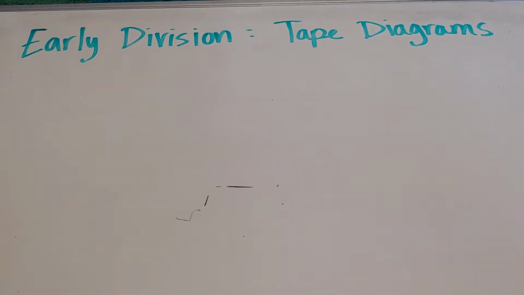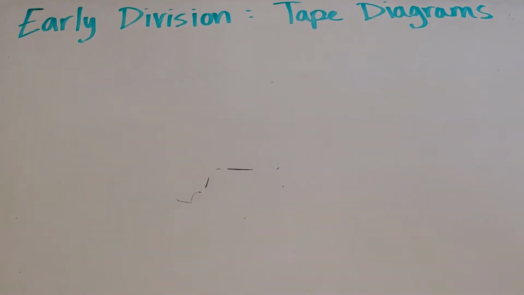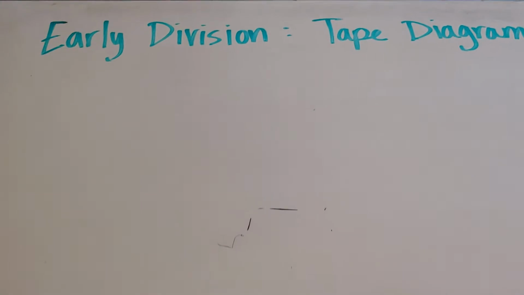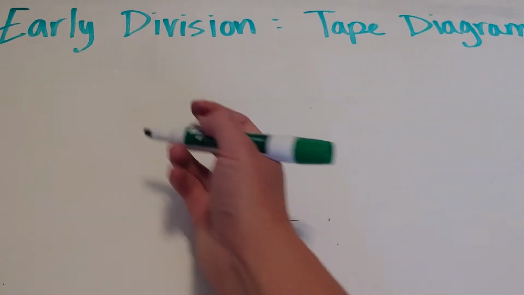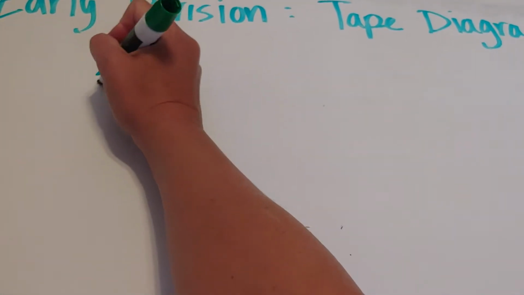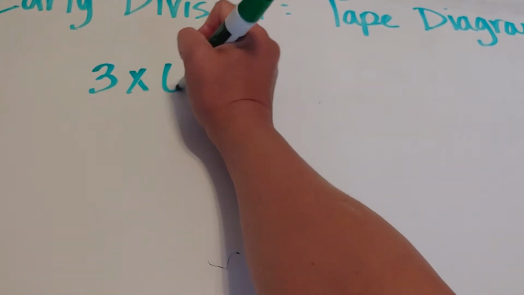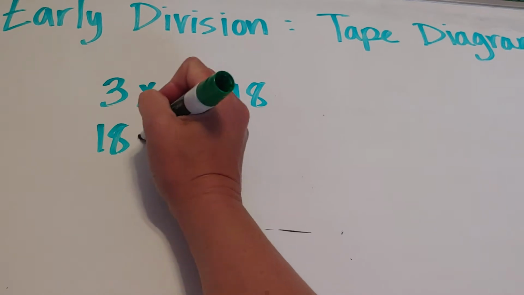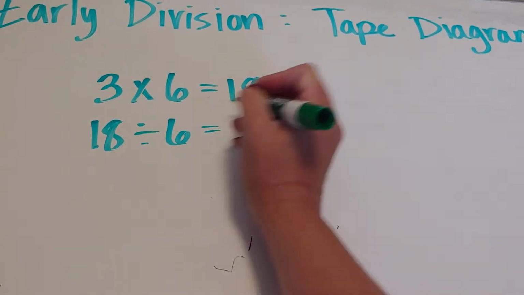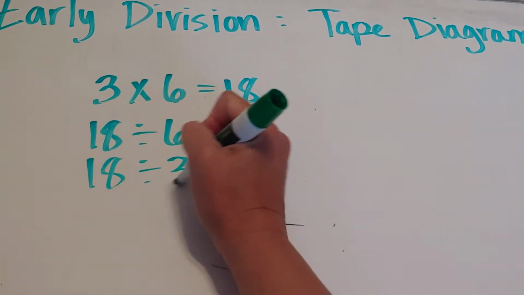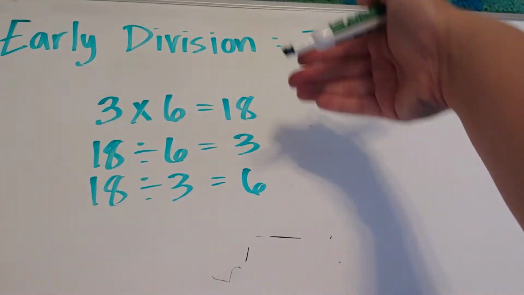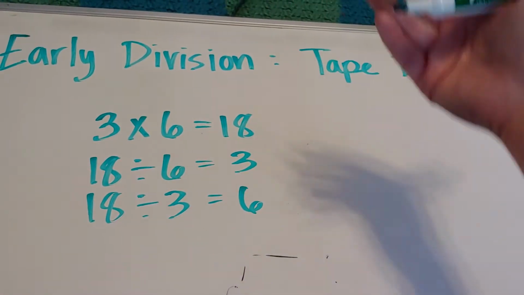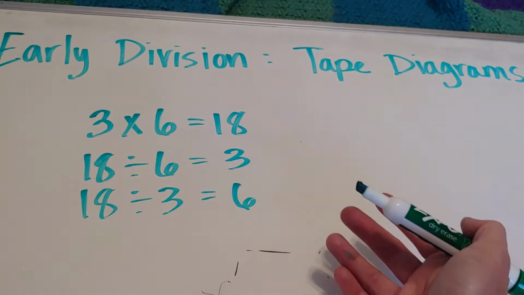In this video, we're going to use tape diagrams again, but this time for division, and I wrote early division because I'm talking about small math facts. So, of course, we have students that are going to learn their times tables, right? 3 times 6 is 18, and then we reverse the fact: 18 divided by 6 is 3, and 18 divided by 3 is 6. So again, the idea of division is going to follow multiplication, just flipping those math facts.